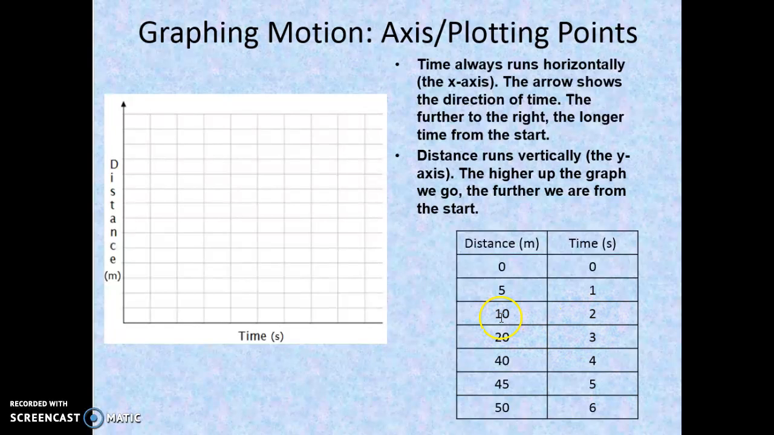From 2 to 3 seconds, it went from the 10 meter mark, or from 10 meters, all the way to 20 meters. So it doubled the amount of distance that it covered in the same amount of time. So its speed was increasing here at this point.